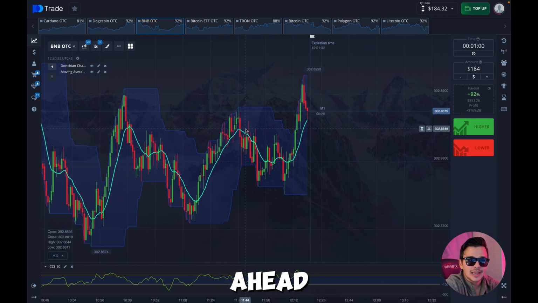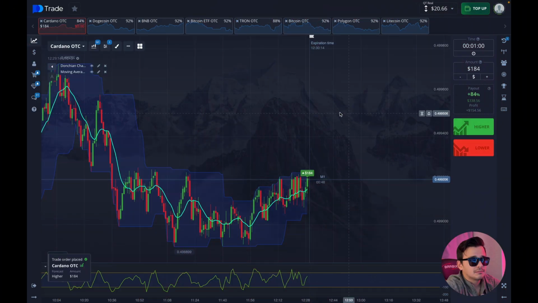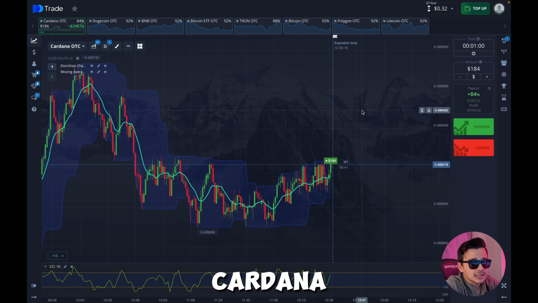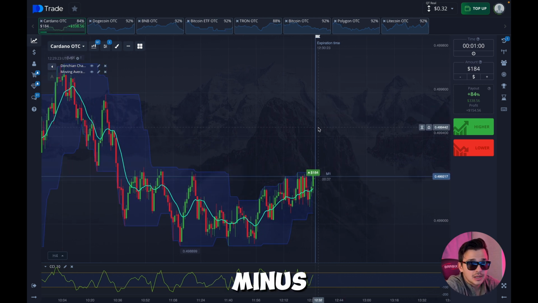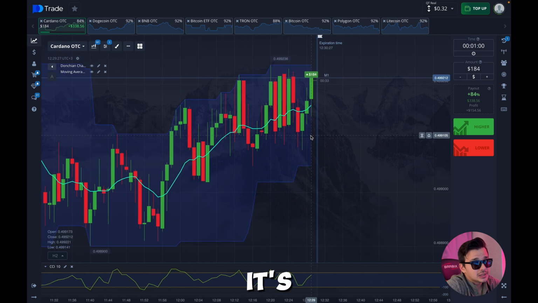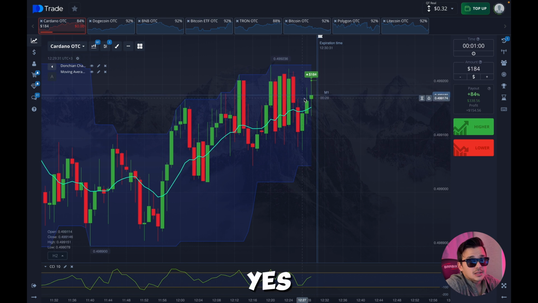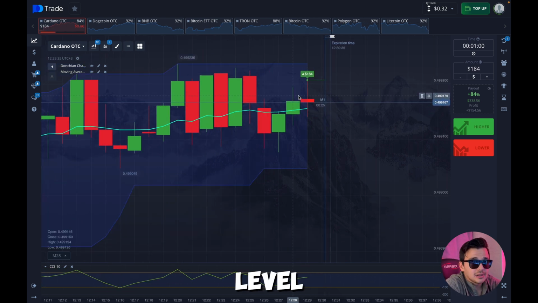Let's go ahead and I will pick the next asset. Let's open a trade on the upside right here. The asset is Cardano, but here the trade, of course, I can close in minus right away, because it's not really a good opening level. Yes, just like this, the trade should have been opened at about this level.